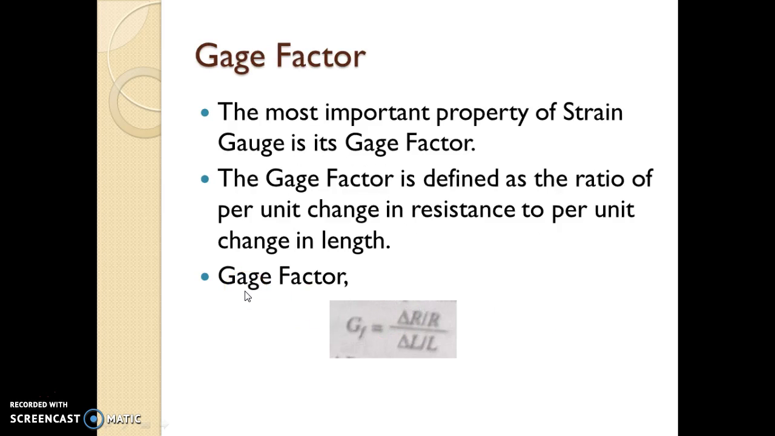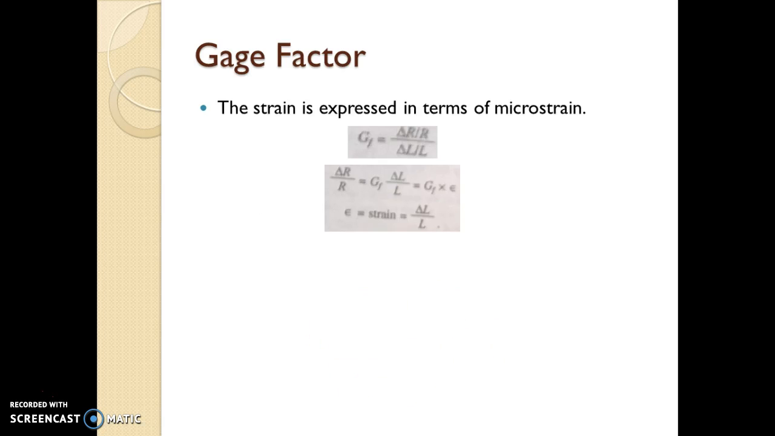Next important property is the gauge factor. Gauge factor is defined as a ratio of per unit change in resistance to per unit change in length. Expression wise, gauge factor is given by (delta R by R) divided by (delta L by L), where L is the original length of object before we apply any force, and capital R is the original resistance before we apply the force. After application of force, the length will change by delta L, and there will be corresponding change in resistance, which is denoted by delta R. So this is the formula for gauge factor.